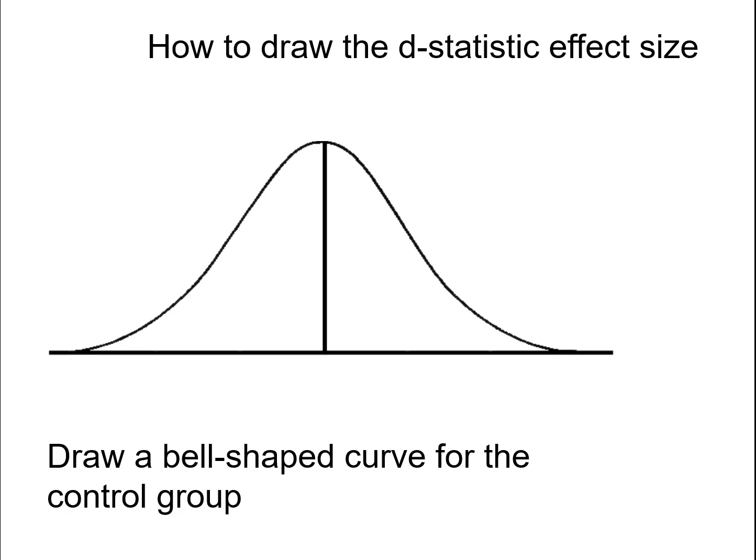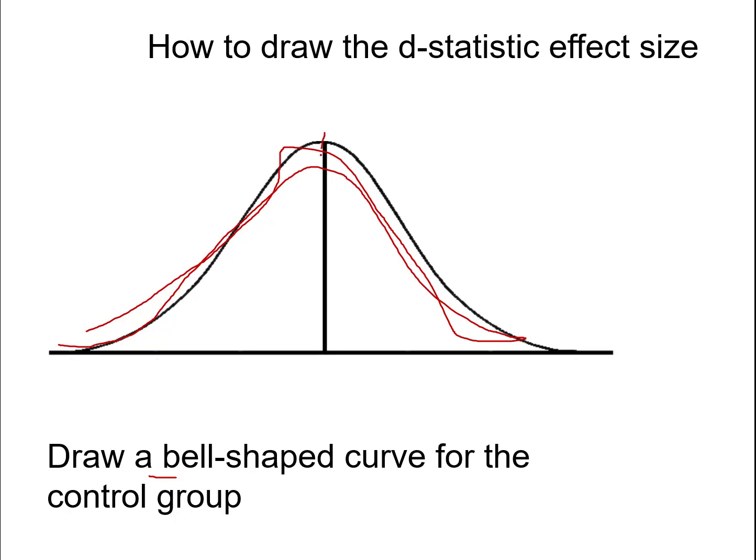And the first thing I'm going to do is draw a bell-shaped curve to illustrate the distribution for the control group. And this would be the distribution on the outcome variable. So if this is a treatment for post-traumatic stress disorder, the outcome variable would be a measure of post-traumatic symptoms. And for all these illustrations, we're just going to assume that our outcome variables are normally distributed. That will make things a lot easier for us. So I'll draw this bell-shaped curve here to indicate the distribution on this outcome variable for the control group.